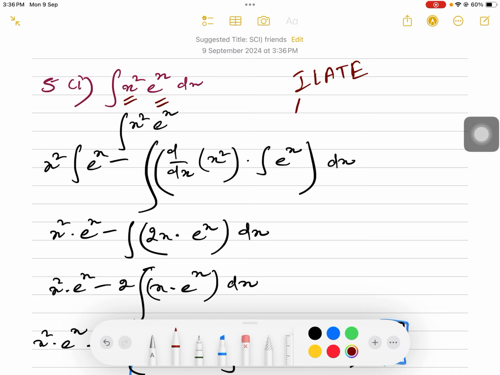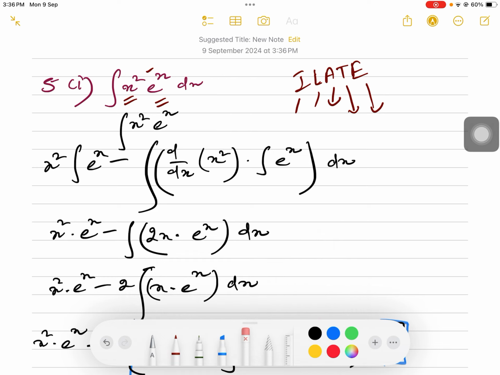I for inverse trigonometry, L for logarithm, A for algebra. So x square is our algebra part, so this will be our first function. And then T for trigonometry, E for exponential function, so e power x will be our exponential function, our second function.